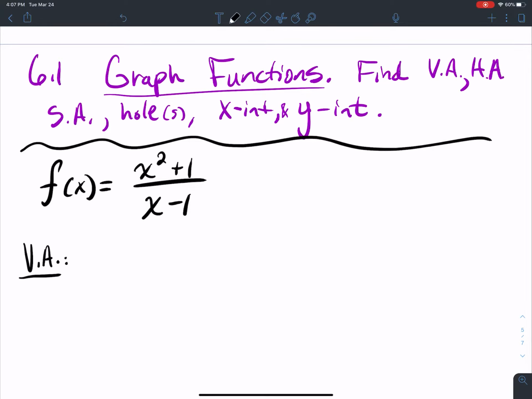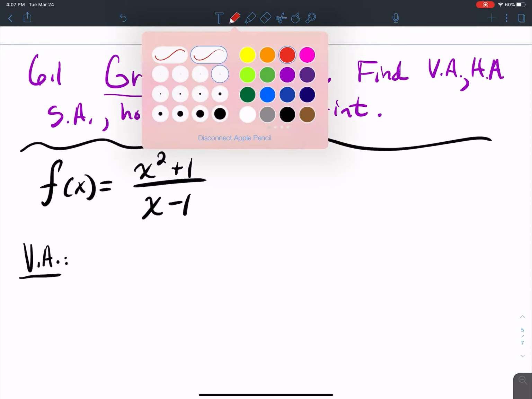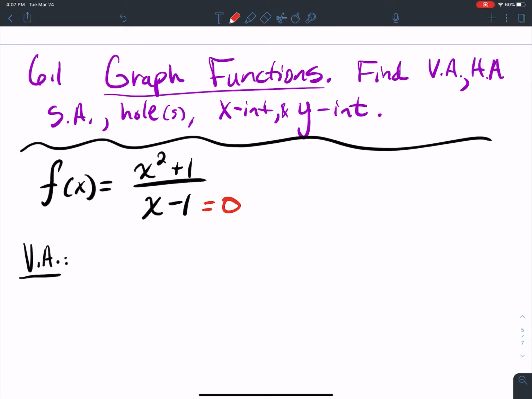So what I'm going to do to find the vertical asymptote, I'm going to set the denominator equal to 0, solve for x. x is equal to, plus 1 to both sides, I get x equal to 1. That's my vertical asymptote. Cool.